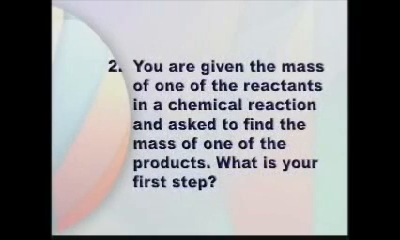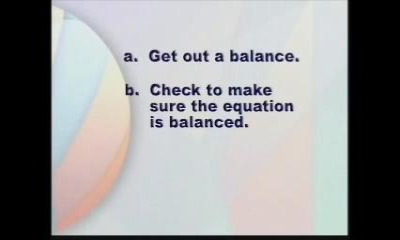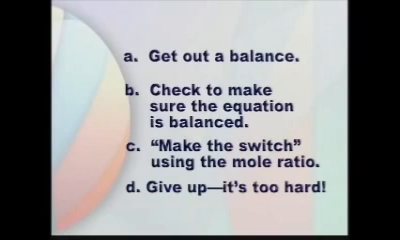Number 2. You are given the mass of one of the reactants in a chemical reaction and asked to find the mass of one of the products. What is your first step? A. Get out a balance. B. Check to make sure the equation is balanced. C. Make the switch using the mole ratio. D. Give up. It's too hard.